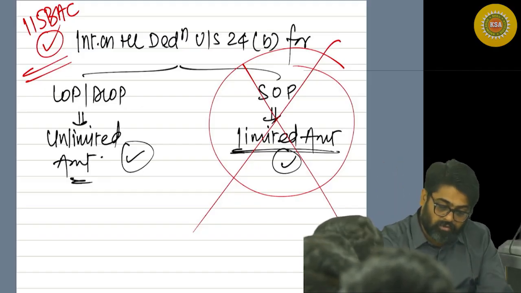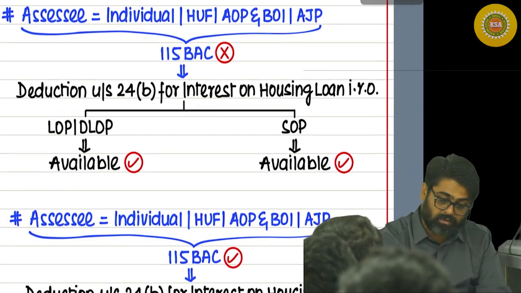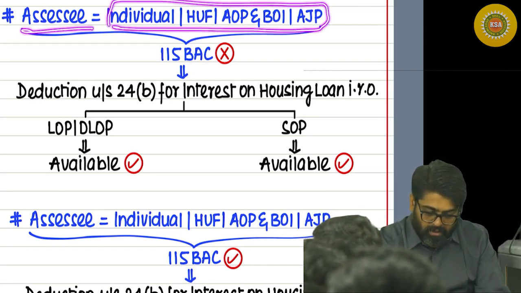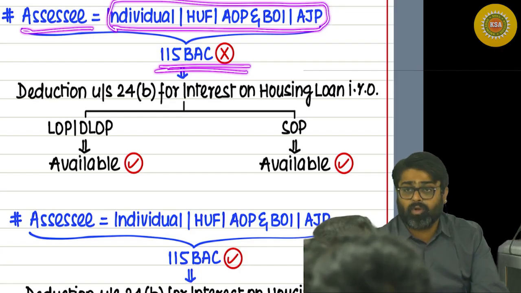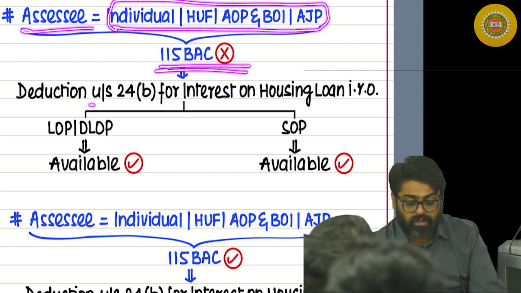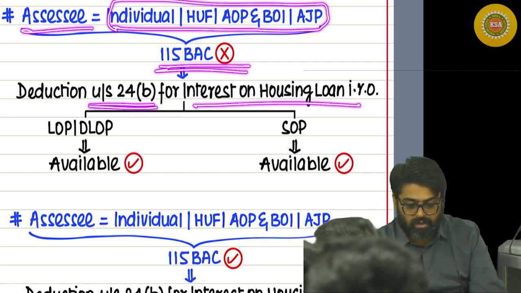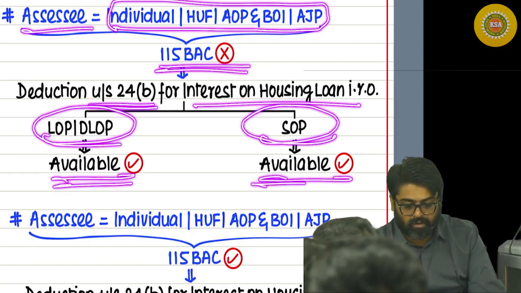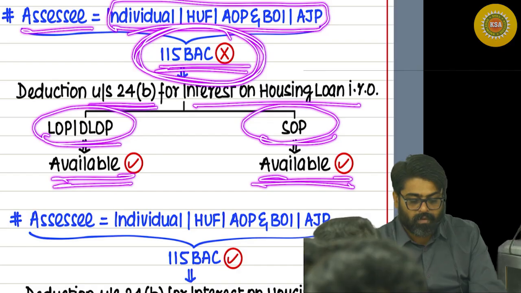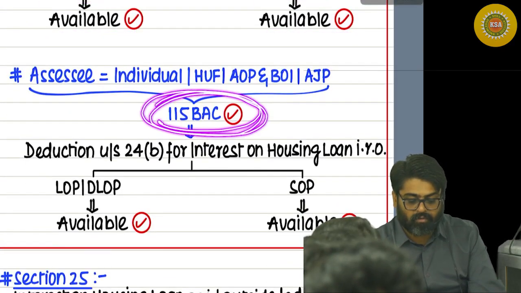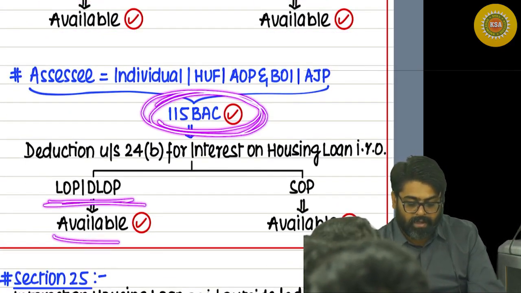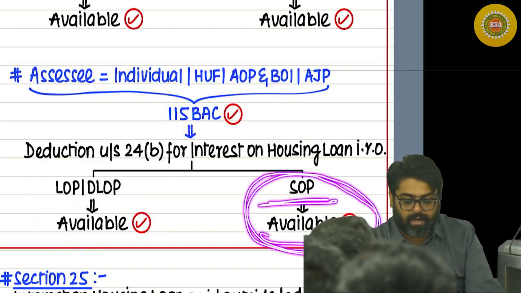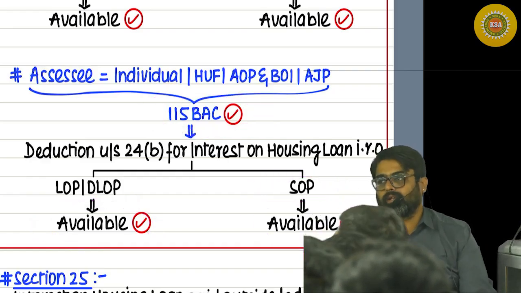This is it. This was very important. In the exam, they will ask: assessee, individual, HUF, AOP, BOI, AJP. Following 115BAC, not following 115BAC. Deduction under 24B for interest on housing loan. For LOP, DLOP also available. For SOP also available, because you are not following 115BAC. But if you are following 115BAC, for LOP, DLOP, interest will still be available. But for SOP, the interest will not be available as a deduction.